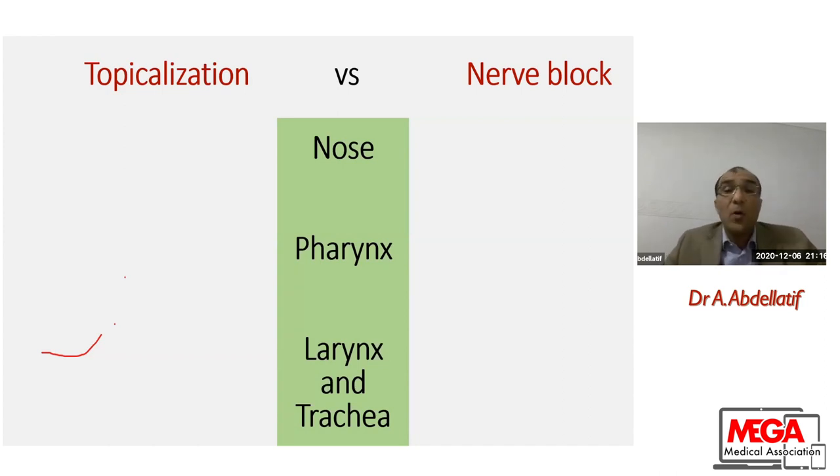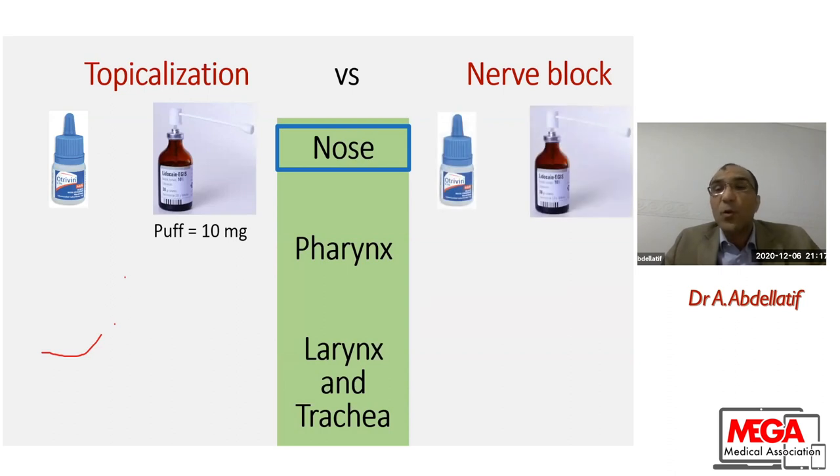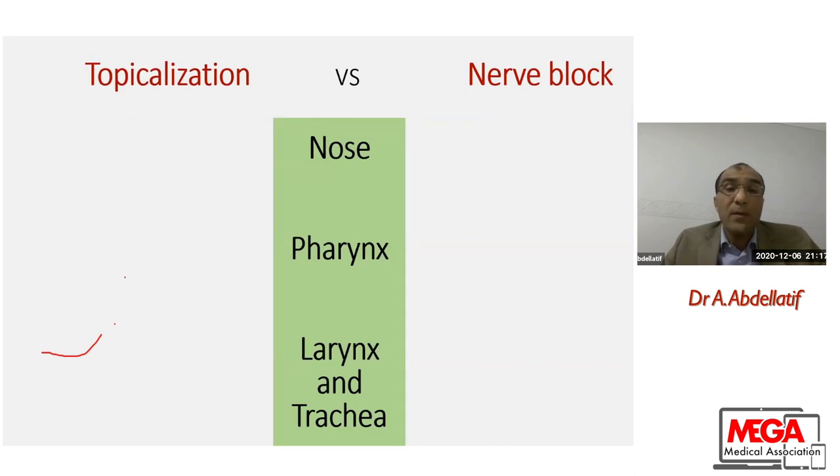I have to block the nose, then the pharynx, then the larynx and trachea. For the nose, of course, I will start with Otrivine and then puffs of lidocaine 10%. Each puff equals 10 milligrams. There is no nerve block for the nose, so the same: I will do Otrivine, then lidocaine puffs.